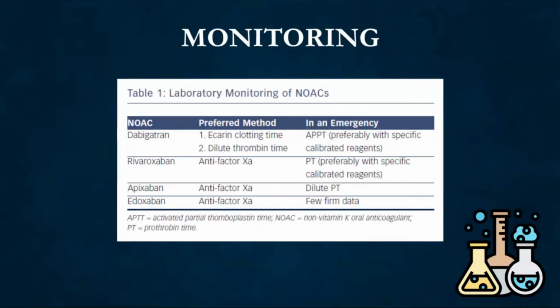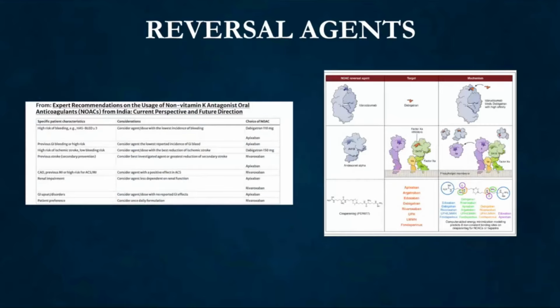Now the specific reversal agents. Idarucizumab helps in the reversal of dabigatran. The mechanism of action is that it binds directly with dabigatran with high affinity, thereby reversing its action on the target. Andexanet alfa also binds with the complex formed with the oral anticoagulants. Ciraparantag is a reversal agent which acts on all those agents, that is apixaban, argatroban, dabigatran, as well as fondaparinux, and helps in the reversal of their anticoagulant effect.